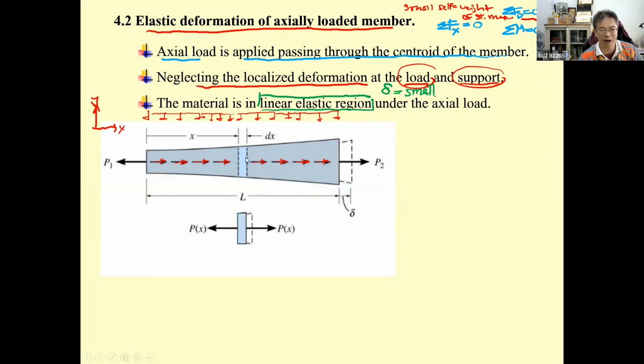By doing this, if you cut a small piece of the material at this kind of location X and consider it in equilibrium, as I just mentioned, the internal force on the left equals the internal force on the right. So the stress is going to be the force divided by the area. Okay, you can see the area is also variable with X, small on the left and big on the right.